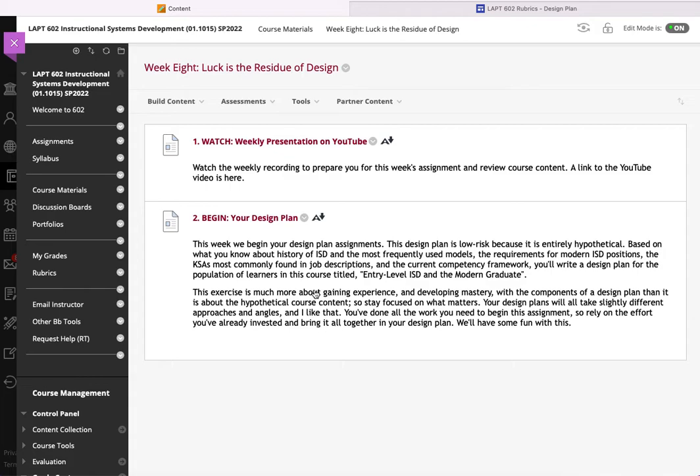It's pretty low risk because a design plan here for this course is entirely hypothetical. It's not a real client, it's not real time, it's not real world, but you will be going through the real motions of how to write a design plan and the most common elements included in it, which we'll take a look at here shortly.